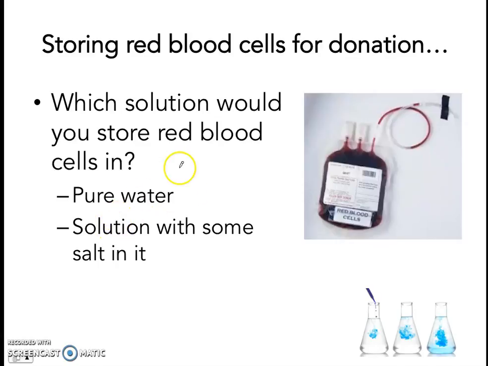Now, you might have thought that pure water was a good idea because after all, pure water is so harmless and so good for us. But really, the answer is that you should store it in a solution with some salt in it. Now, why is that? Why is it not a good idea to put red blood cells in pure water? Well, we're going to look at osmosis to find out.